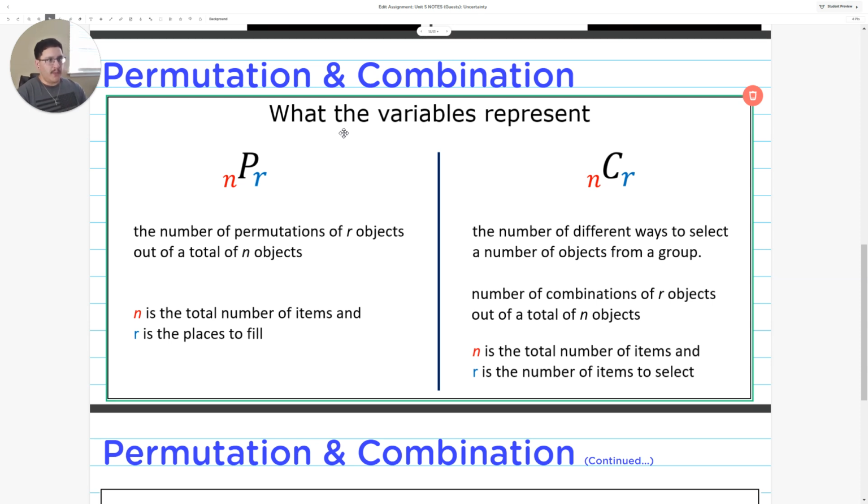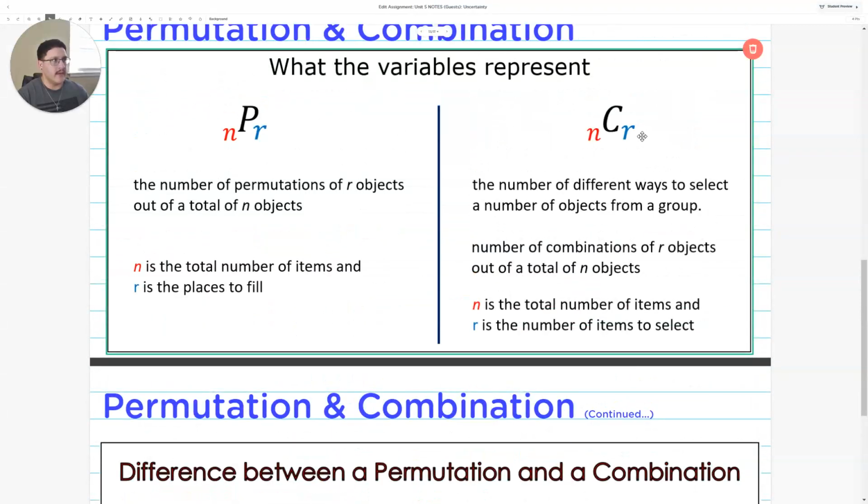Okay, now what the variables represent. If I didn't explain this already, here is your slide that explains it. Again, permutations, the number of permutations of r objects out of a total of n objects. n is your total, r is what you're choosing. Same thing with combinations. C is your combinations. Permutation order matters. Combinations order does not matter. Number of different ways to select numbers of objects from a group. Number of combinations of r objects out of a total of n objects. n is the total number of items. r is what you're choosing, the number of items to select. So that's what each of these things represent.